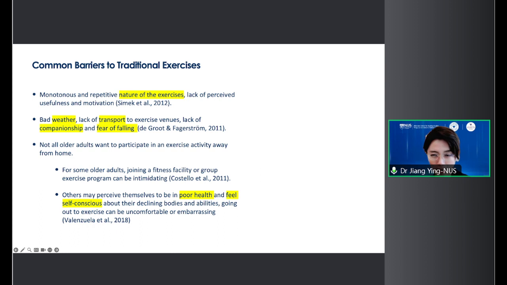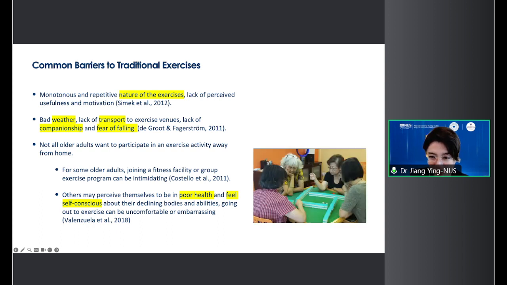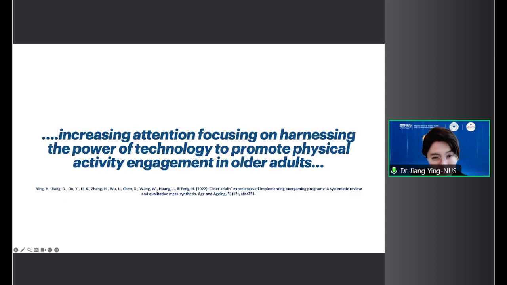So going out to exercise, sometimes when people look at them, they may feel a bit uncomfortable, and sometimes they may feel embarrassed. And we also acknowledge that sometimes they may just be attracted by other more fun activities like playing mahjong, which is very good for cognitive functioning. But so there are many reasons for that.